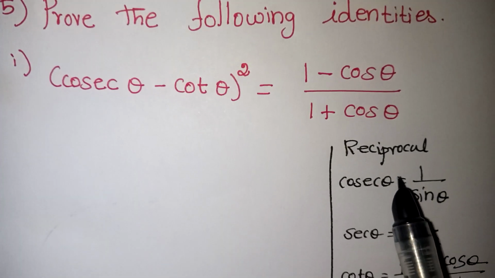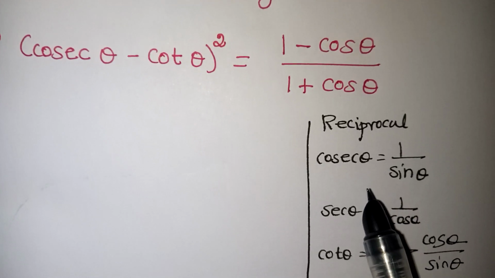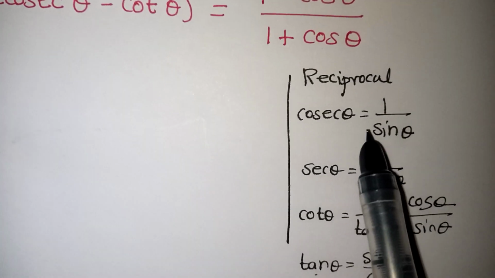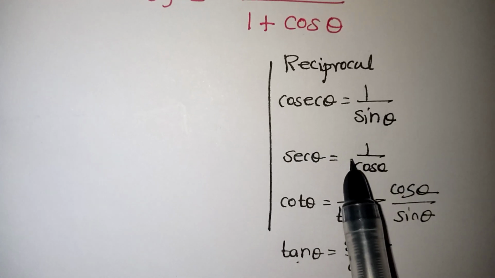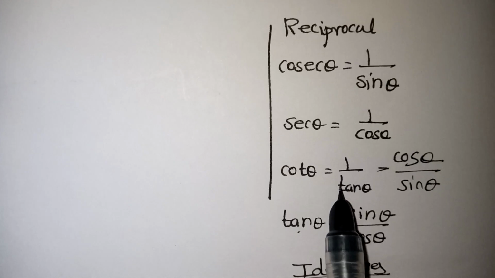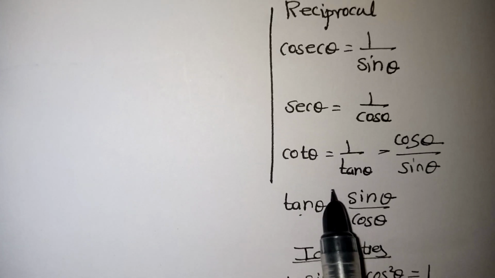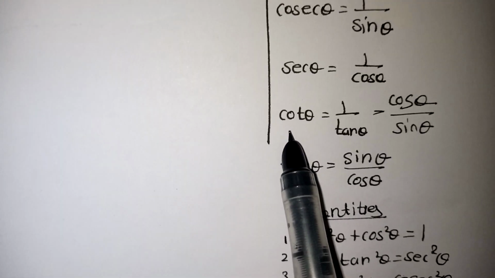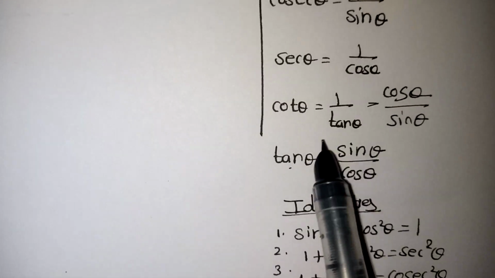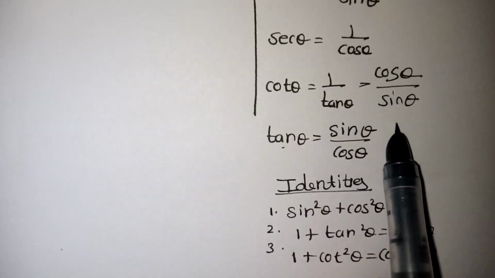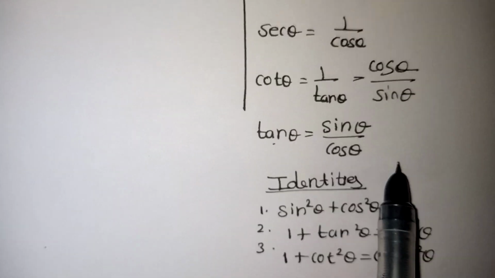Reciprocals: we have totally 6 ratios: sin, cos, tan, cosecant, secant, cot. In this, the reciprocal of sin theta is called cosecant theta. The reciprocal of cos theta is secant theta, and cot theta is nothing but 1 by tan theta. Here, tan is nothing but sin by cos, so definitely cot theta will be cos by sin, the reciprocal of tan theta. Since tan is sin by cos, cot will be cos by sin. So these are all the reciprocals.